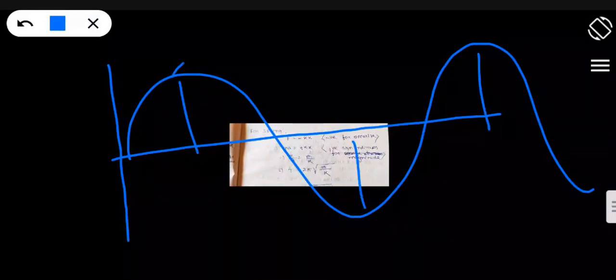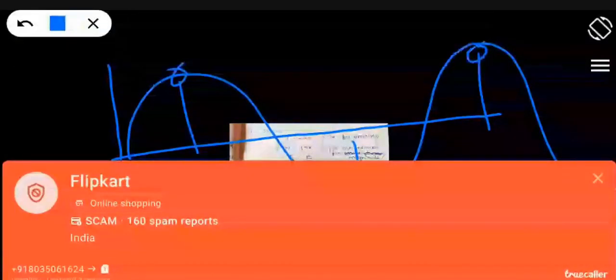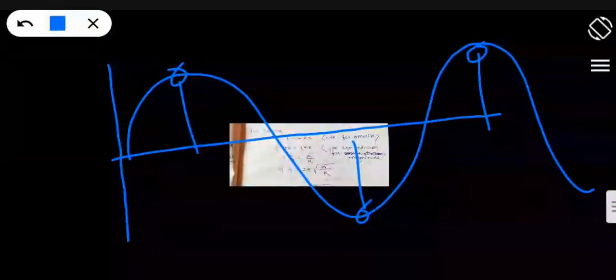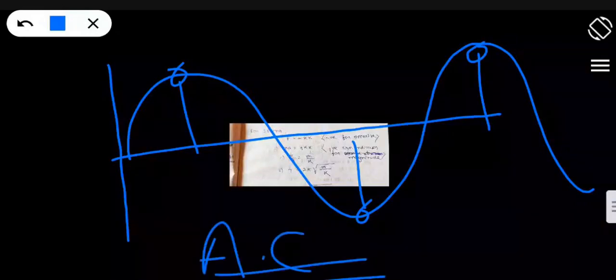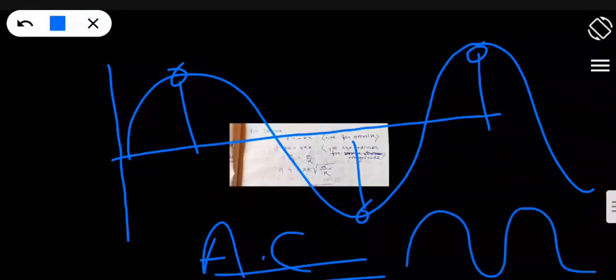There will be no change in amplitude; it will be the same everywhere. Amplitude means the maximum positive and highest negative points. So a constant oscillation is produced, and this is known as undamped oscillation. What is the example? The best example is alternating current.